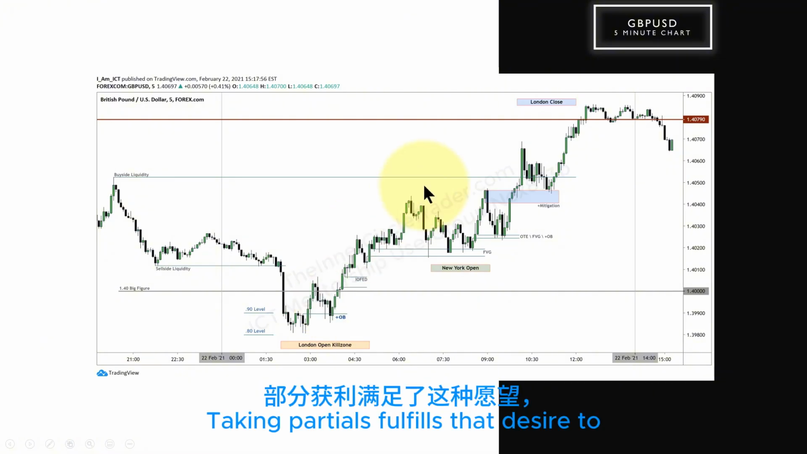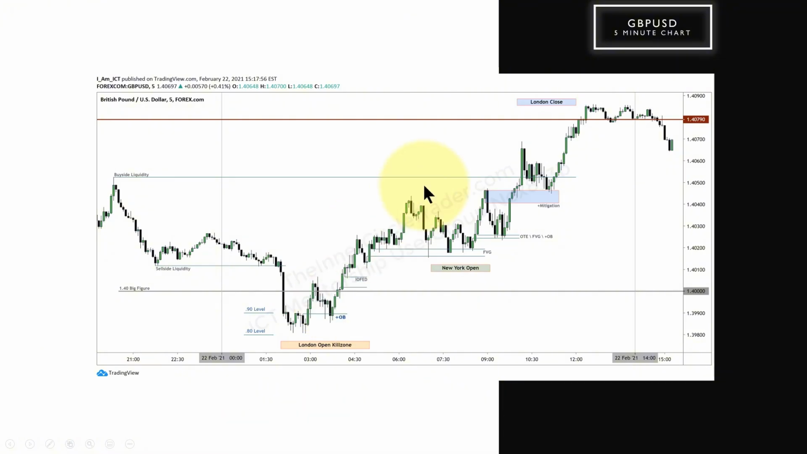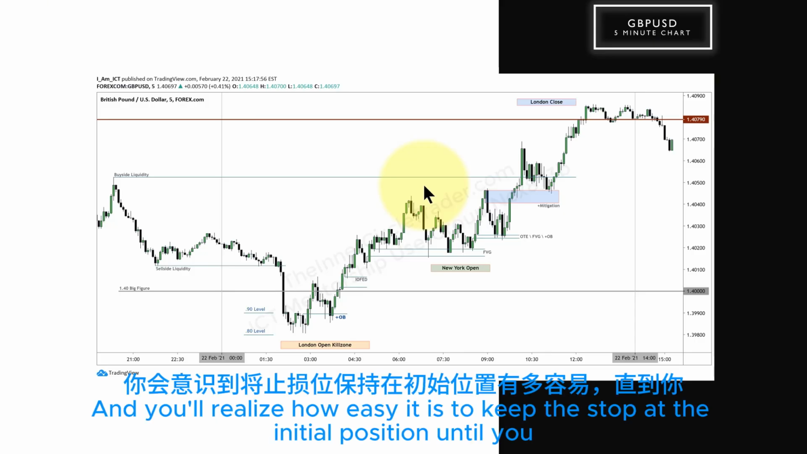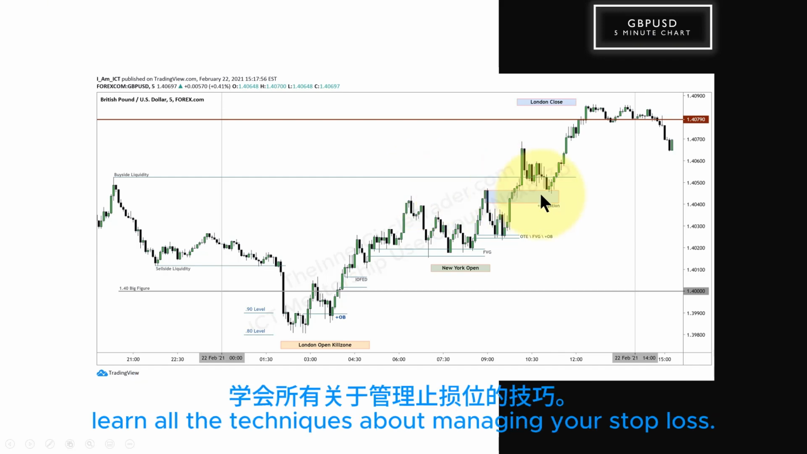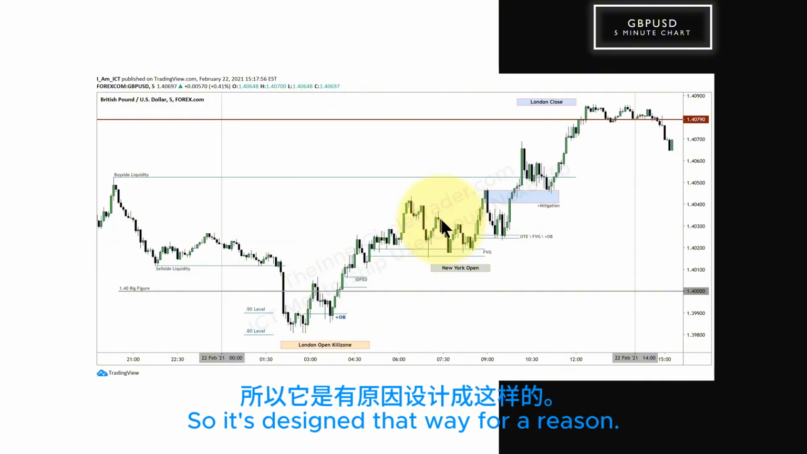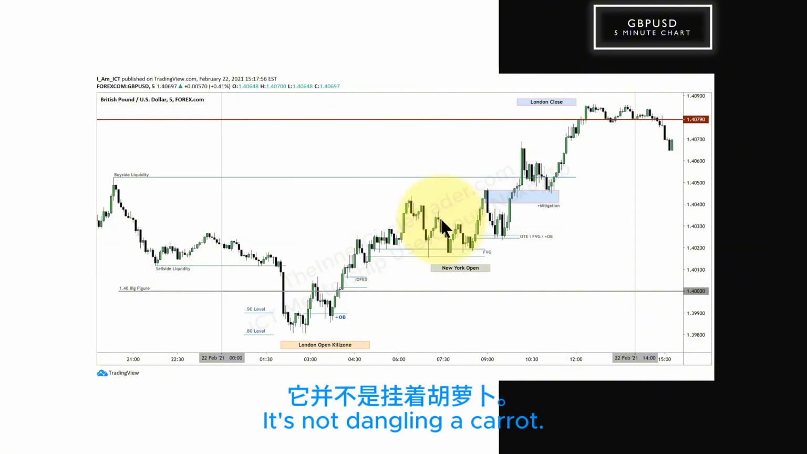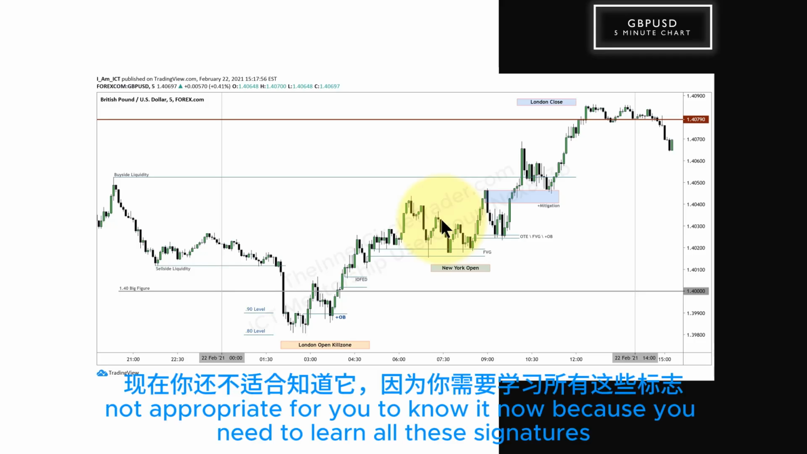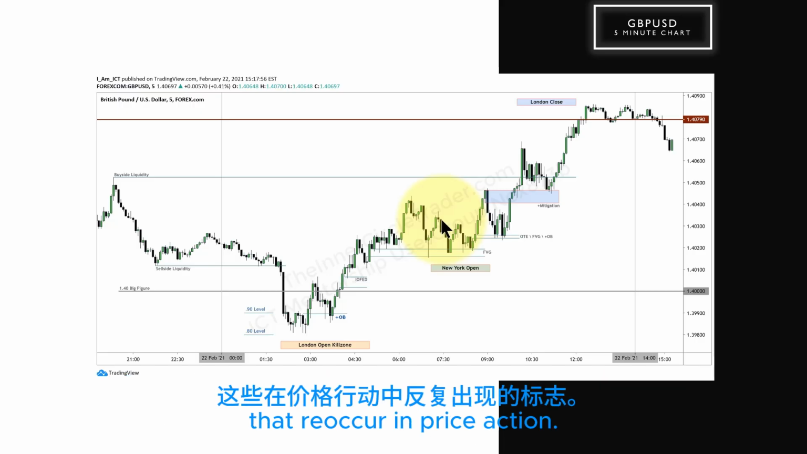Taking partials fulfills that desire to move the stop. You don't need to move the stop. Pay yourself along the way, and you'll realize how easy it is to keep the stop at the initial position until you learn all the techniques about managing your stop loss. I teach it late in the mentorship because it's meant to keep you from wanting to trade with live funds. So it's designed that way for a reason. It's not dangling a carrot like, haha, you can't have it. It's not appropriate for you to know it now because you need to learn all these signatures that reoccur in price action.